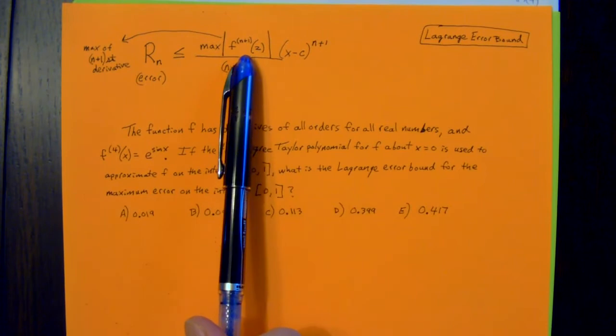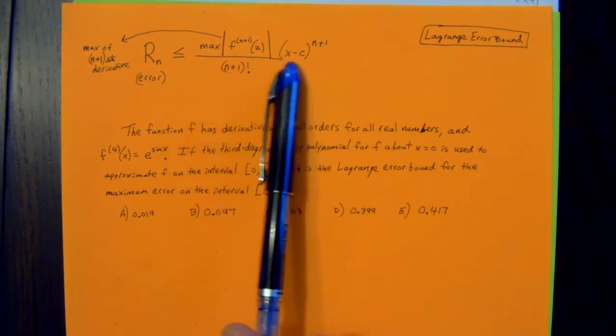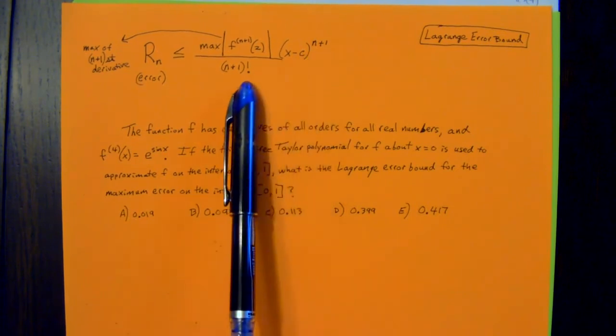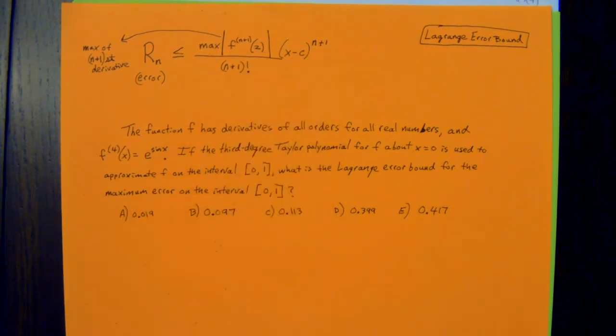You maximize the n plus first derivative, and this is like your normal Taylor polynomial stuff, where c is the center of your Taylor polynomial, n is the degree, and then they typically will give us the next value right there. Don't worry so much about all the different letters and notation. Let's just do an example.